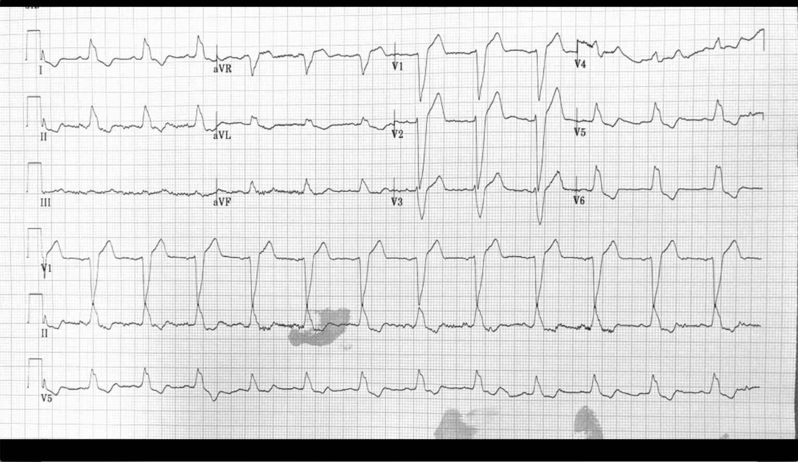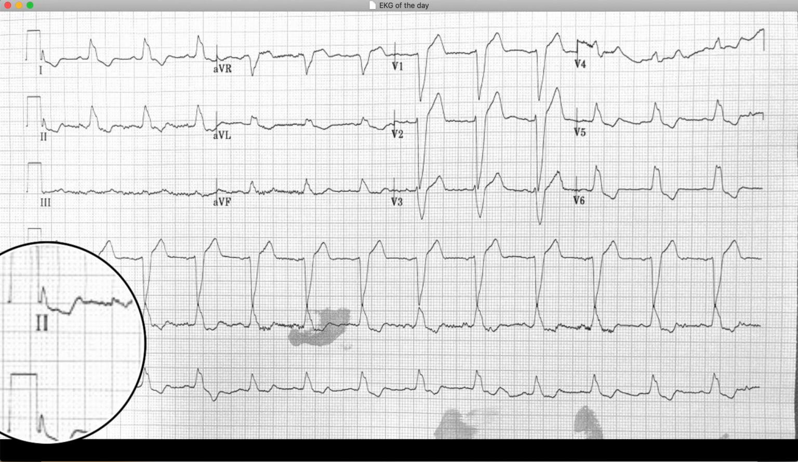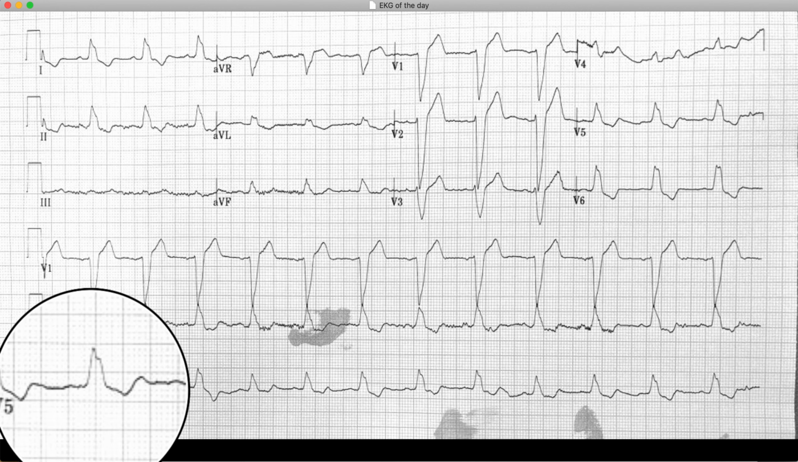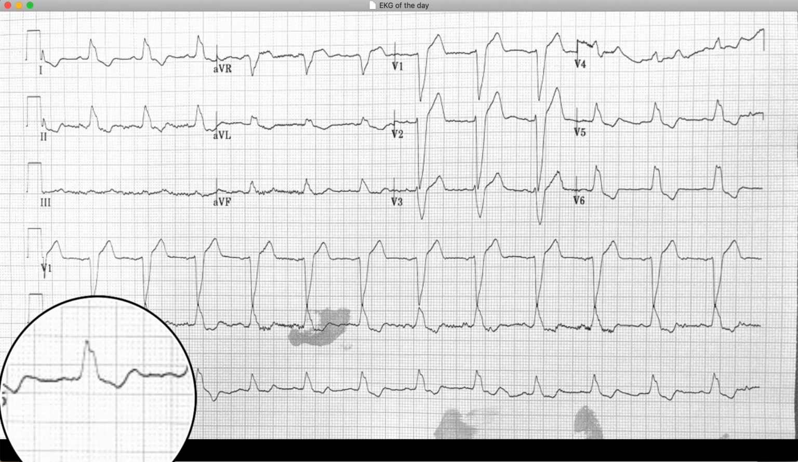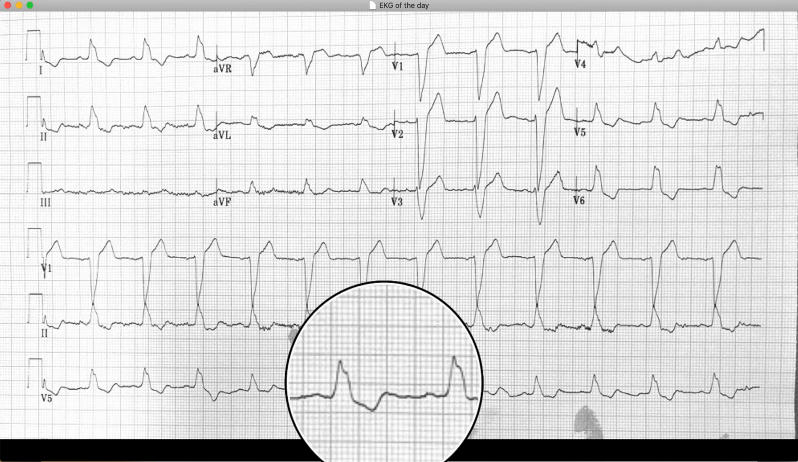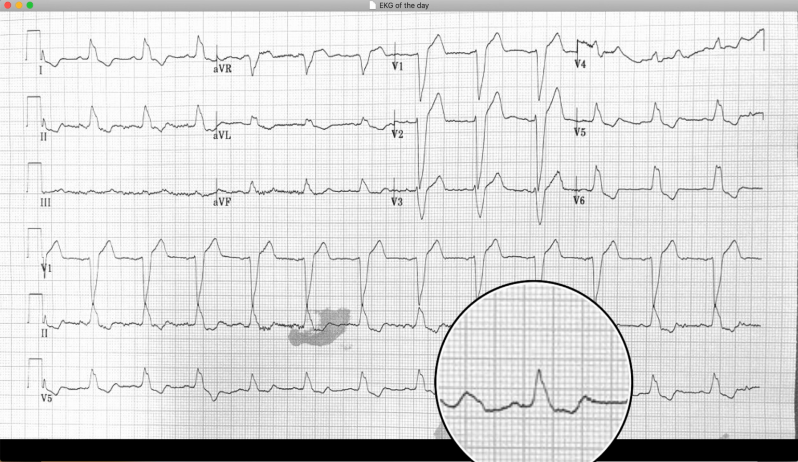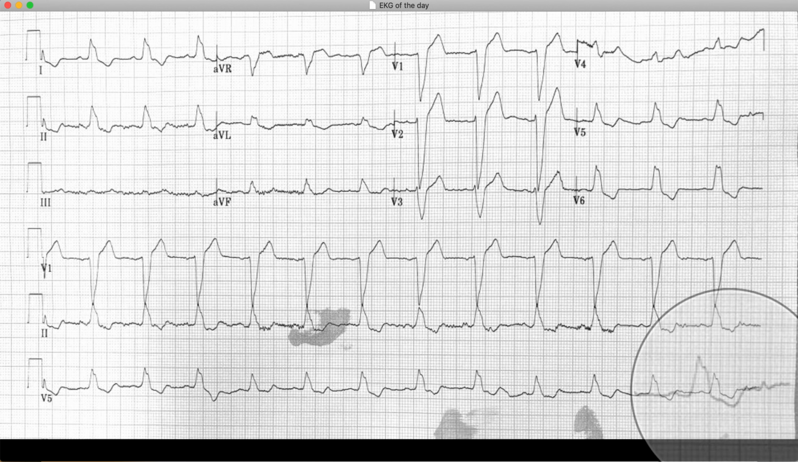We're going to start with rate. It does look pretty regular, so we could count the beats or the space in between the beats. But in this case, I usually find it easier to count the number of QRS complexes that appear. We're just at the tail end of this one, so let's call that 1, 2, 3, 4, 5, 6, 7, 8, 9, 10, 11, 12, 13. Don't quite get to the next one.